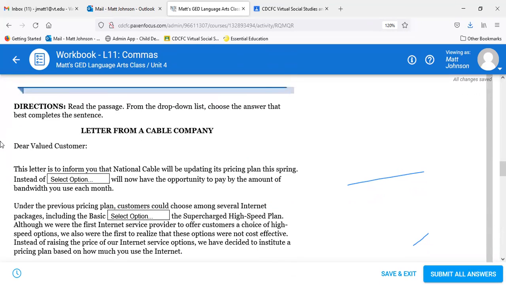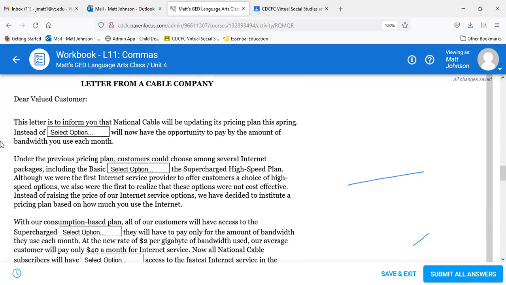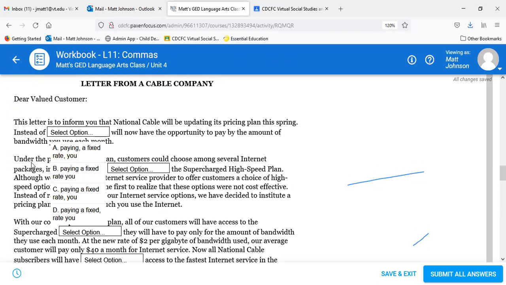Okay. And a letter from a cable company. So, dear valued customer, this letter is to inform you that the national cable will be updating its pricing plan this spring. Instead of paying a fixed rate, you will now have the opportunity to pay the amount of bandwidth you use each month. Nilda, you want to try that one? Yes.